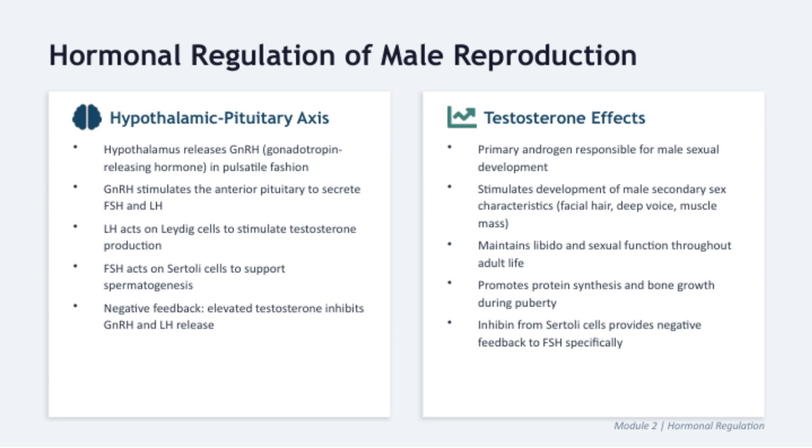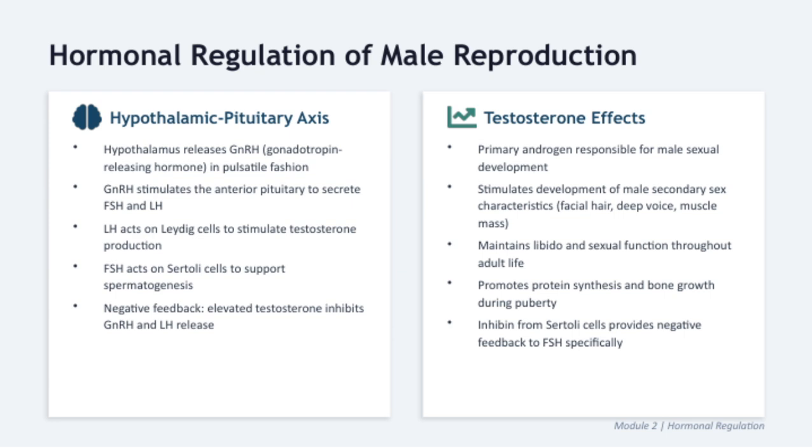Now, focusing on testosterone effects, the process begins with the hypothalamus releasing GnRH, or gonadotropin-releasing hormone, in a pulsatile manner. This pulsatile release is key to normal function. GnRH then stimulates the anterior pituitary to secrete FSH and LH. Luteinizing hormone, or LH, acts on Leydig cells in the testes to stimulate the production of testosterone. Meanwhile, FSH acts on Sertoli cells to support spermatogenesis, the process of sperm production.